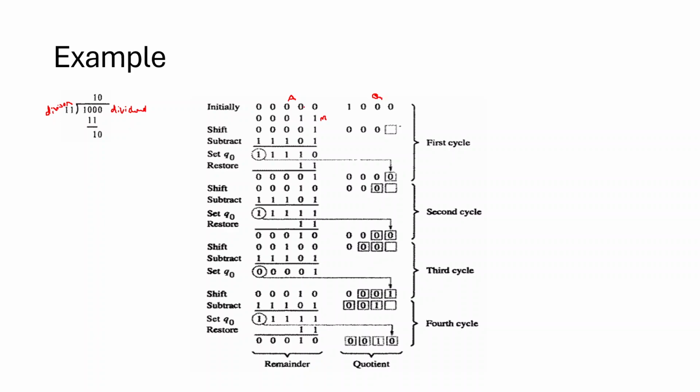So this is the register A value initially. This is Q, in which I have stored the dividend, that is 1000. Register M has the divisor. So Q initially has the dividend, M has the divisor, and A is initialized as 0. All the initialization is over now. What is the first step?